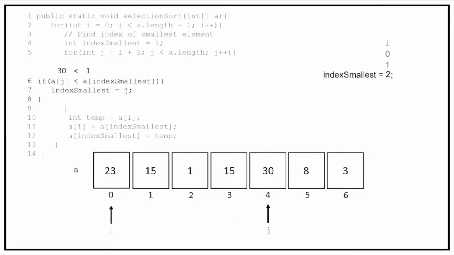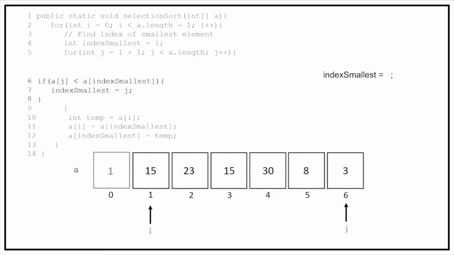Now we have, is 30 less than 1? False. This means nothing happens, and we move forward. Now we have, is 8 less than 1? False. j increments, and now we have, is 3 less than 1? False. Now that we are at the end of the iteration, this means that we have found our smallest index, meaning that we will swap it, and that area will become grayed out, since j only reaches from index i plus 1, and with this iteration, i would be equal to 1, meaning i is initialized to 1.